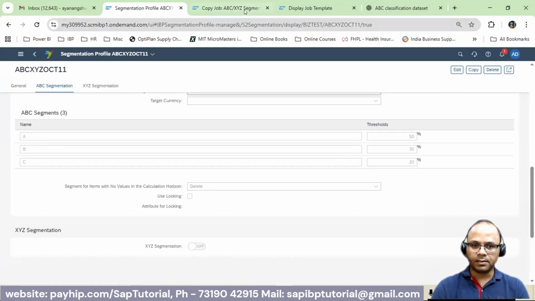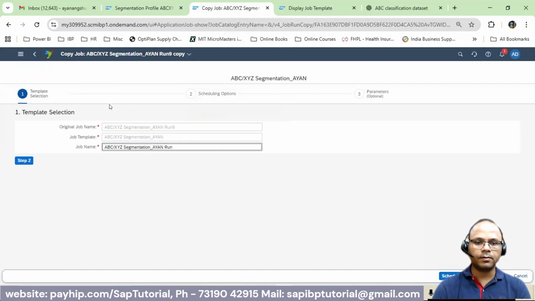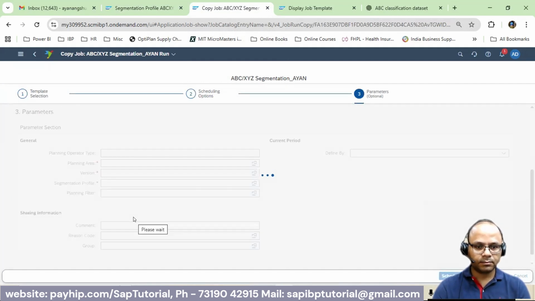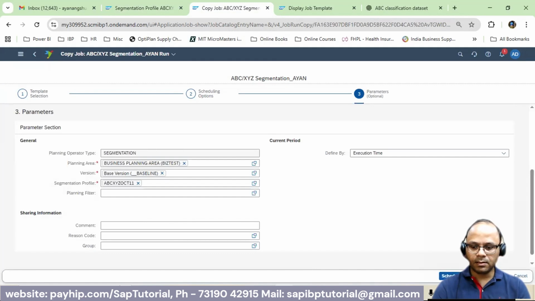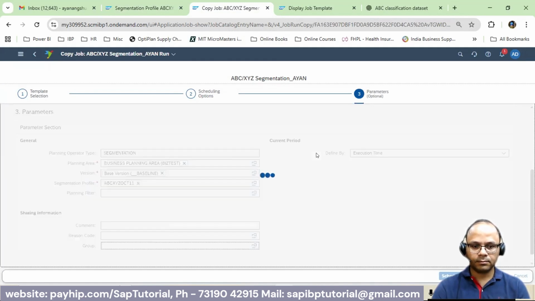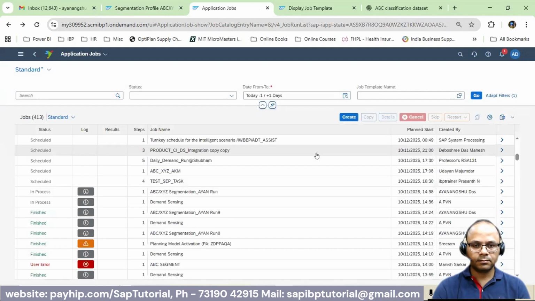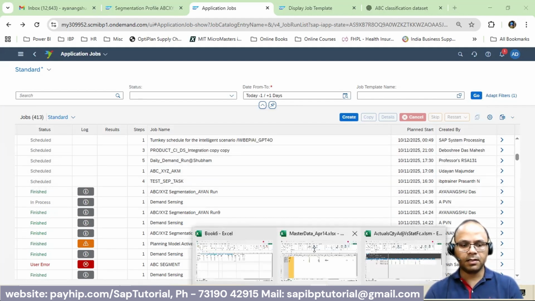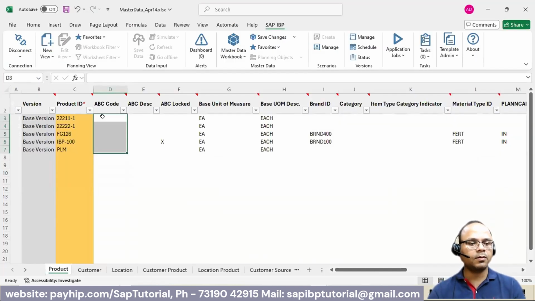and we run the application job. So we go to the ABC XYZ segmentation and run this application job and run it. We see that this job is finished. Now let's see in the master data if our ABC code has been populated for this product group. So let me refresh.